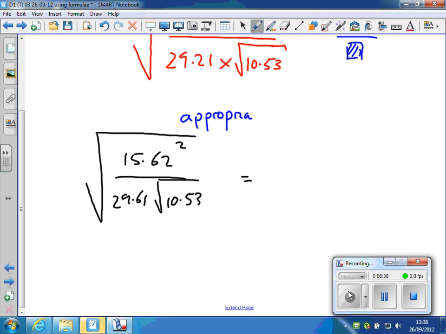And then you hit equals and you get, somebody? 1.604 to 4 significant figures. So excellent, okay? 4 significant figures is appropriate in this case because there's 4 in the numbers.